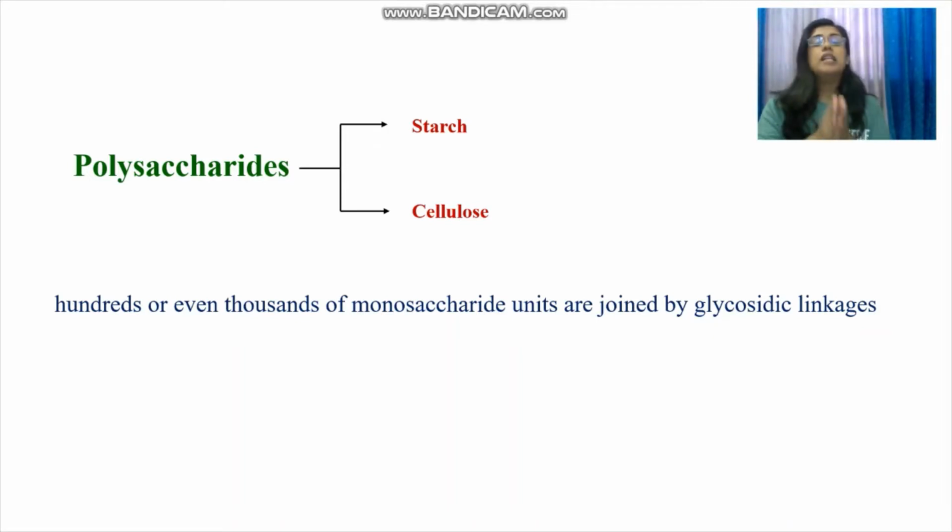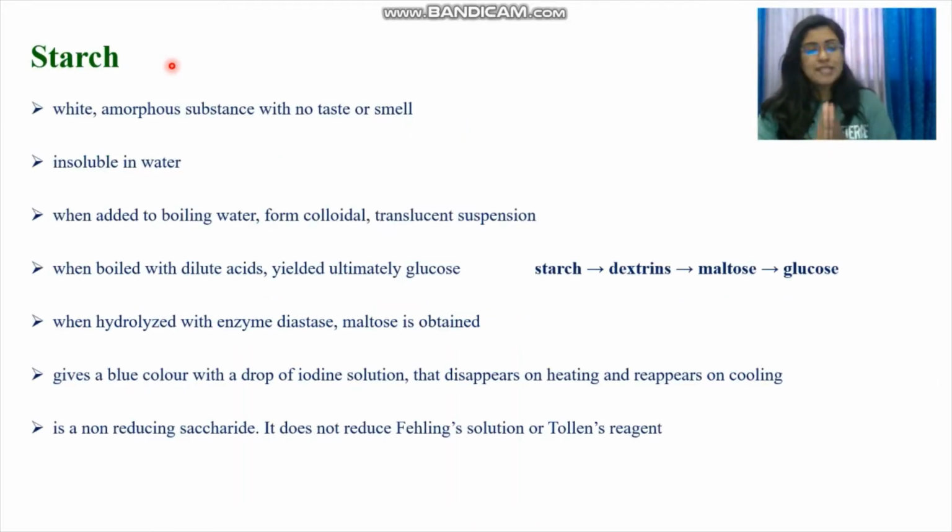Okay, and in this video, we are going to deal with two important polysaccharides, one being starch and the other cellulose. If you look into the physical properties of starch, we can find that starch is a white amorphous substance that does not have any taste or smell. It is insoluble in water, and if you add it to boiling water, a translucent colloidal suspension is formed.